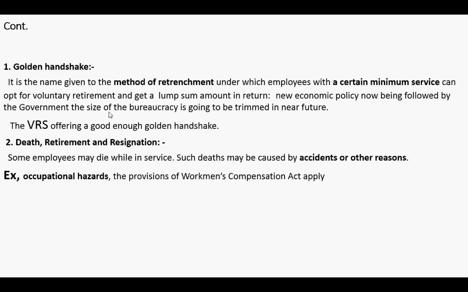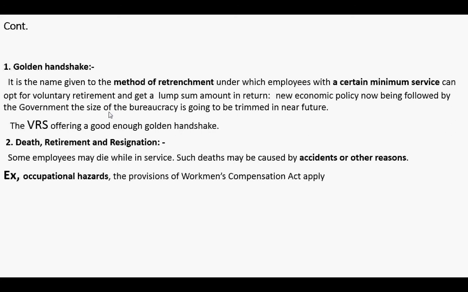The VRS offers a good enough golden handshake, giving all the facilities he has to get legally. Everything will be given and he will be sent out happily. That is one type of separation, known as golden handshake.